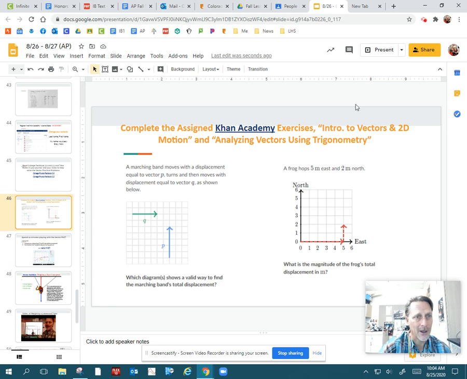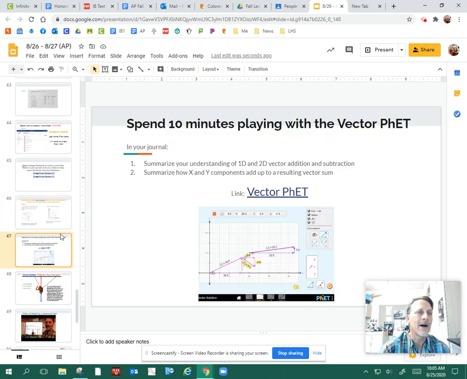In Khan Academy, there are some vector problems that look kind of like this that you'll be working on, so get that done today too. Once you're finished with the vector reading and the Khan Academy work, go ahead and do this little mini lab. This is something in your journal, so you can take notes in the journal as you go.